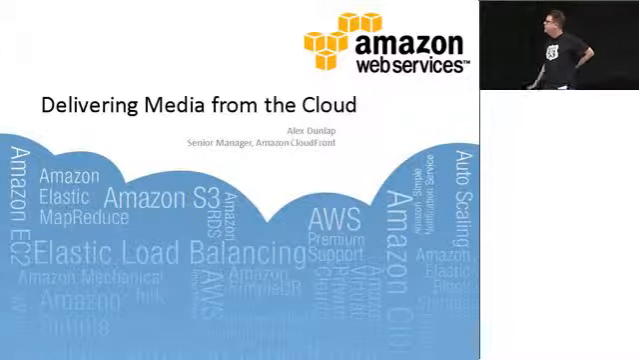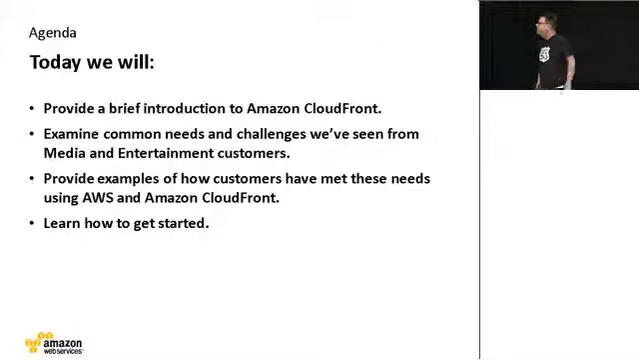pretty quick. I'm going to do basically three things together today. There's 4 bullets here, but it's really 3 things. One, I'm going to give you an introduction to Amazon CloudFront. I'll give you a little history, how we got into this business. I'm then going to structure the presentation around needs and examples of challenges that we've seen media and entertainment customers face with AWS and CloudFront. And then we'll wrap up with any questions or how to get started. So really just 3 things.